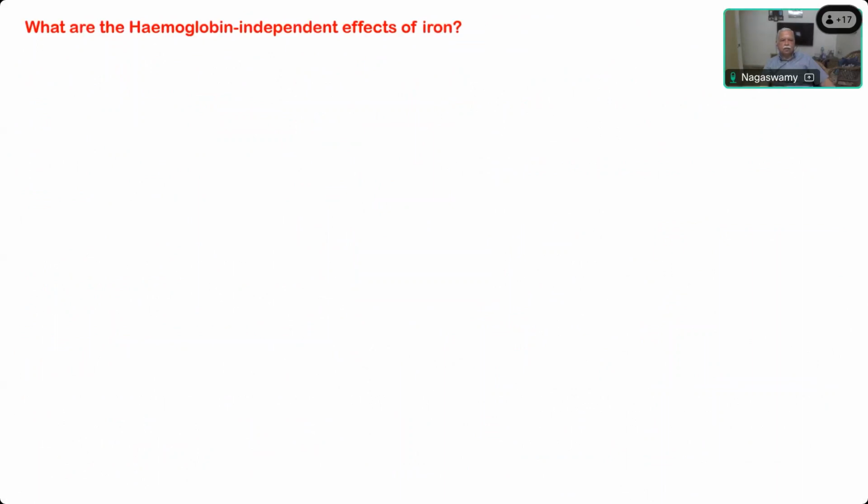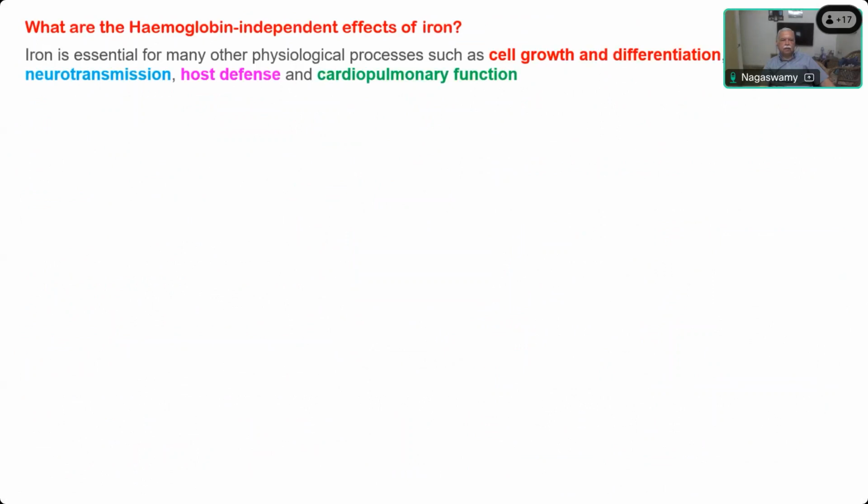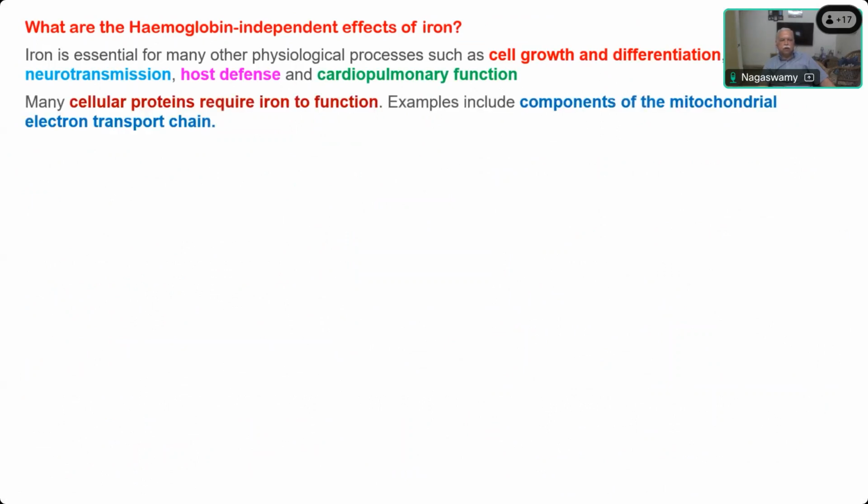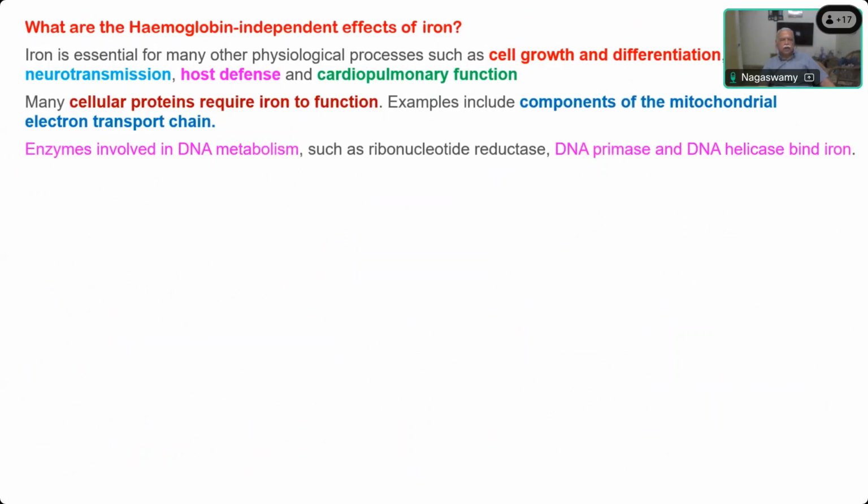So what are the hemoglobin independent effects of iron? Iron is essential for many physiological processes such as cell growth, right from the growing age. That is why we must have proper iron intake in our food all the time, right in the growing stages itself. So cell growth and differentiation, neurotransmission, host defense and cardiopulmonary function are all dependent on iron. Many cellular proteins require iron to function. Examples are mitochondrial electron transport chain proteins and enzymes involved in DNA metabolism, like DNA primase and DNA helicase. They bind to iron.